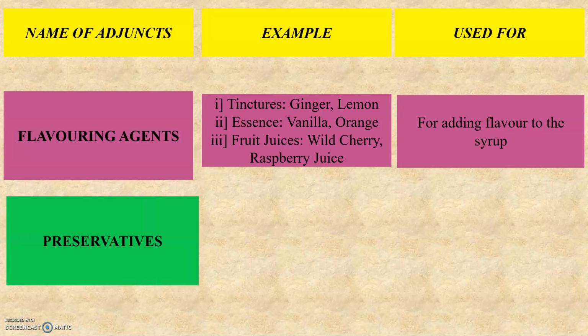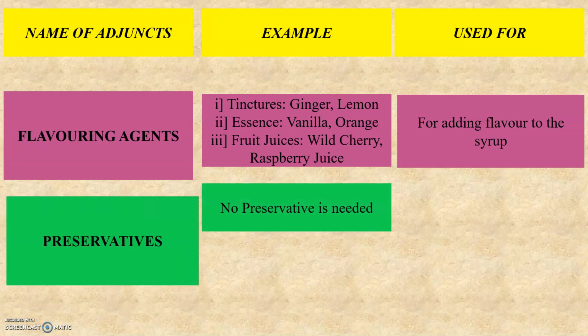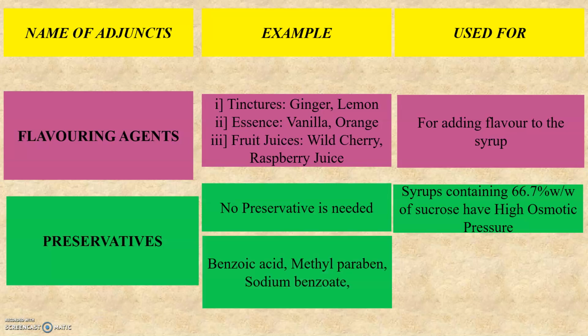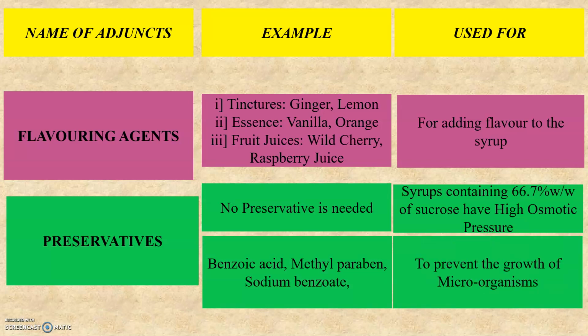And the next adjunct is the preservatives. As we have seen, no preservative is needed to add in syrup, as syrups have high osmotic pressure, which prevents the growth of bacteria, fungi, and molds, which are the chief causes of decomposition in solutions of vegetable matter. Or sometimes generally benzoic acid, methylparaben, and sodium benzoate are used to prevent the growth of microorganisms.